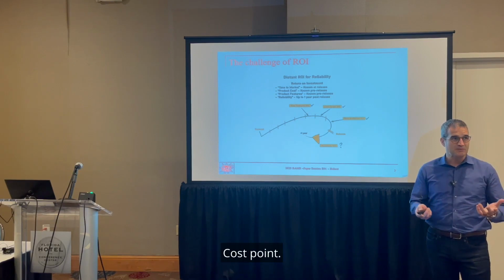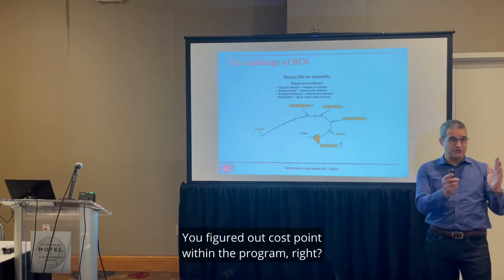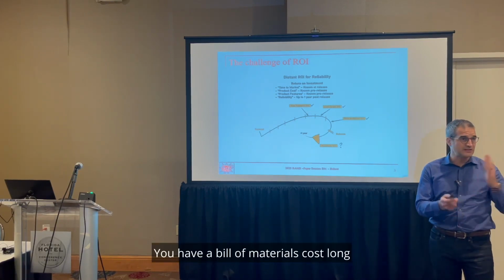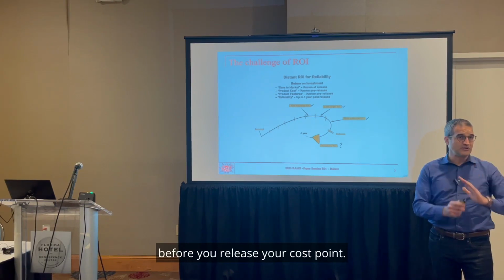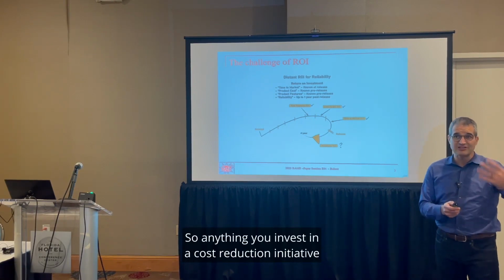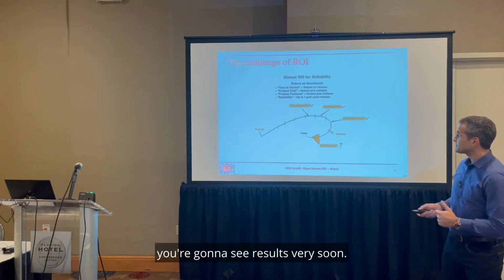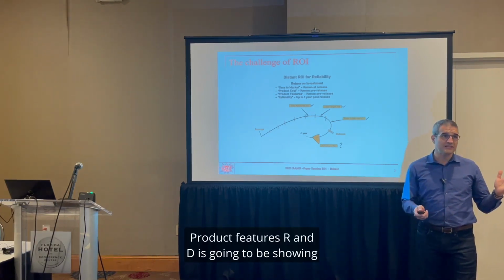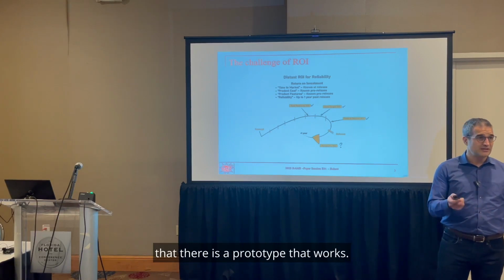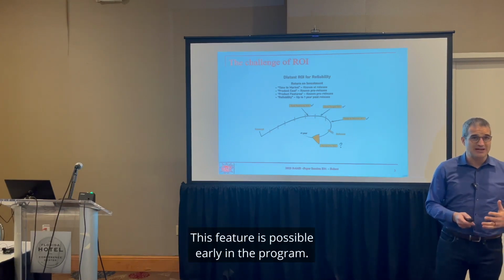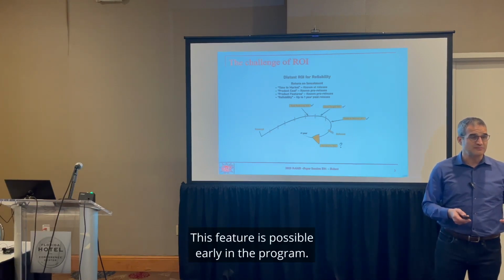It's right there. Cost point, you figured out cost point within the program, right? You have a bill of materials cost. Long before you release, you know your cost point. So anything you invest in a cost reduction initiative, you're going to see results very soon. Product features, R&D is going to be showing that there is a prototype that works. This feature is possible early in the program.